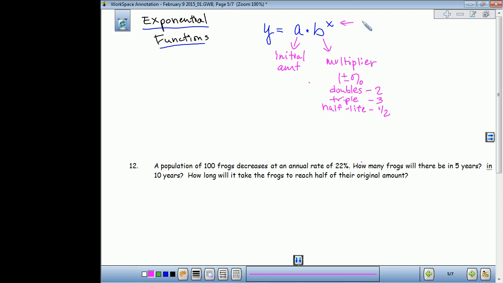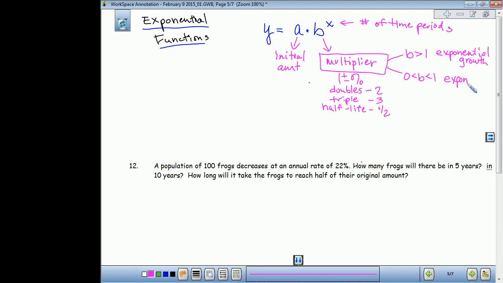Now, x represents the number of time periods. If we go back and think about our multiplier, if in our real world example that multiplier is greater than 1, this would be an example of exponential growth. And if that multiplier were between 0 and 1, it would be an example of exponential decay.